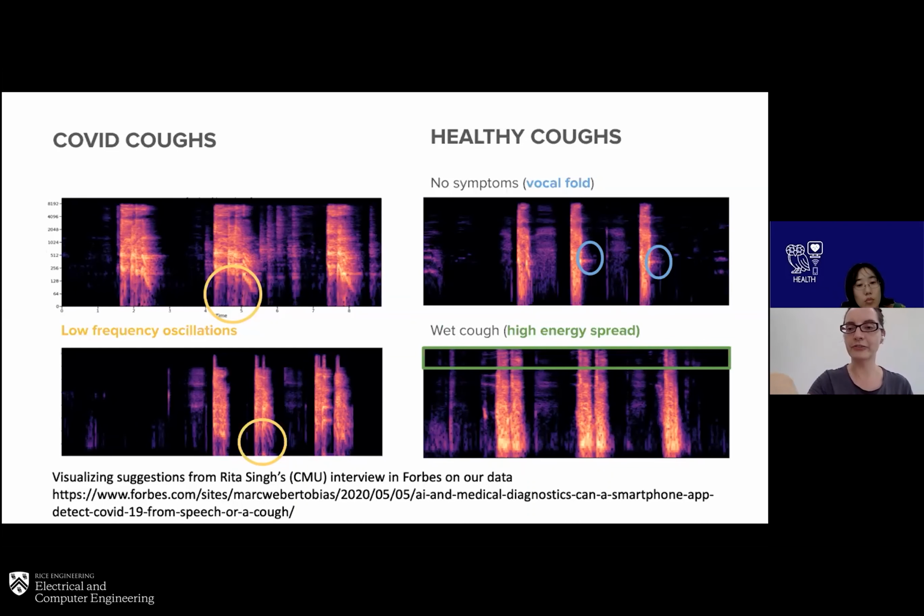So you see some vocal folds activity identifiable on the top right there. A wet cough has high energy spread, which is also unique, while they think there are some characteristics of the COVID cough at the low frequency level that could be indicative. And this is kind of where we started with this.